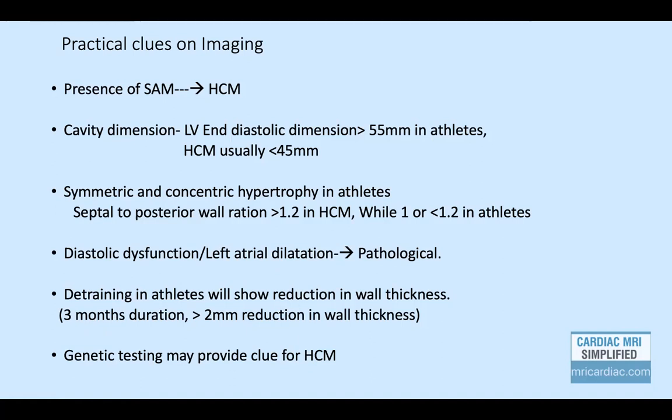So as seen in our patient, in view of abnormal GLS, left atrial dilatation, elevated values on T1 mapping, as well as this borderline left ventricular hypertrophy with this kind of symptoms, pathological hypertrophy was strongly considered and genetic testing was advised.